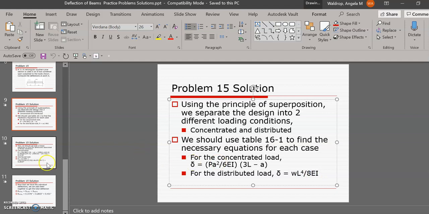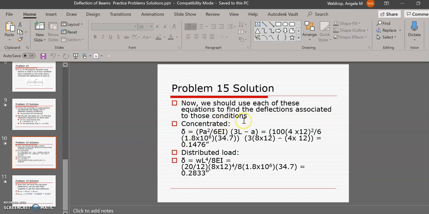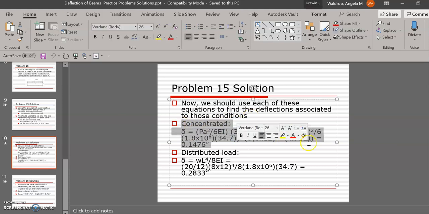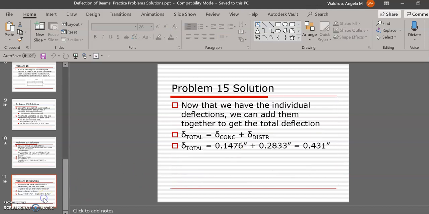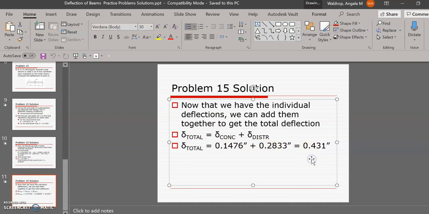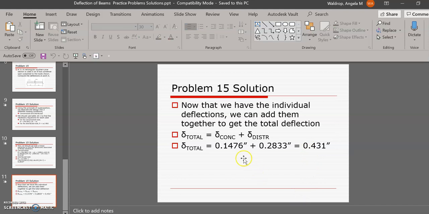So what I'm going to do next is calculate those separately. For the concentrated load, I've gone ahead and separated everything out for you. There's the equation, and I put the values in. I'll let you take a look at those. And then for the distributed load, we've got the items put into the formula there. Then, after we get these two deflections, all we need to do is add them together to get our overall deflection. These problems are very nice because we can calculate those deflections separately and then add them together at the end.